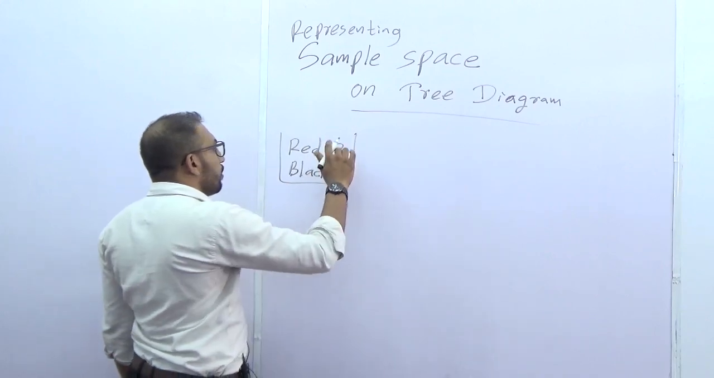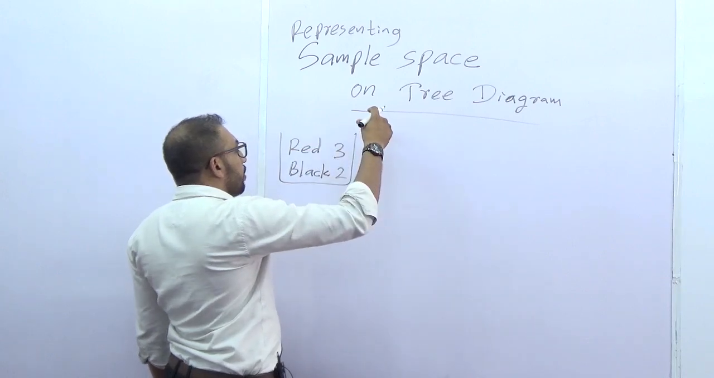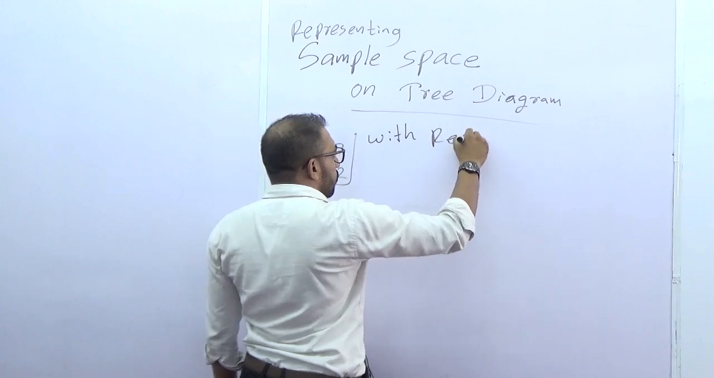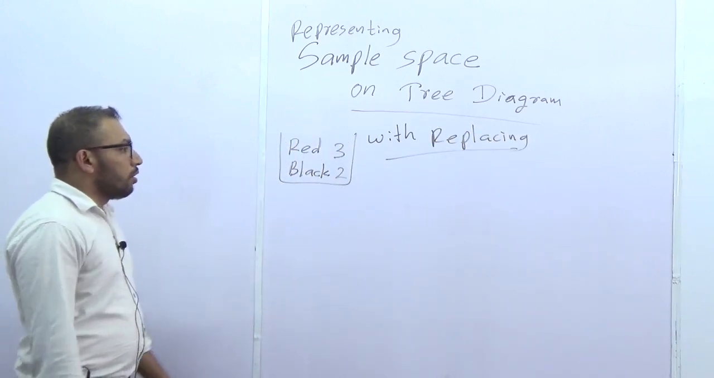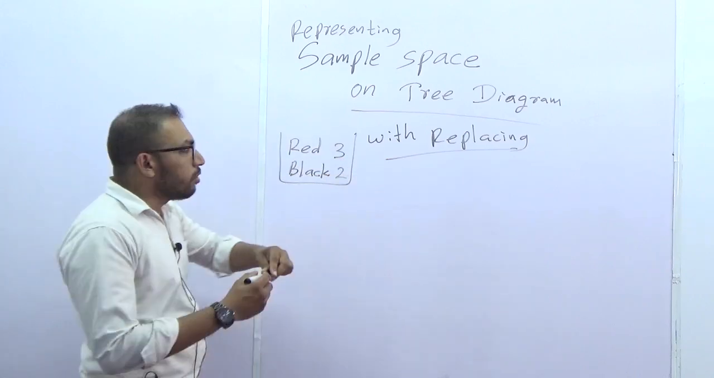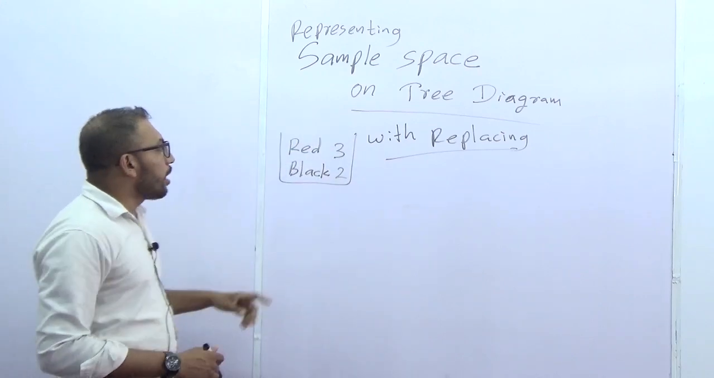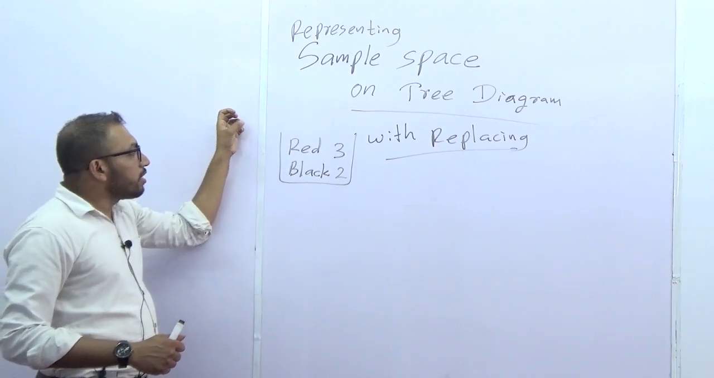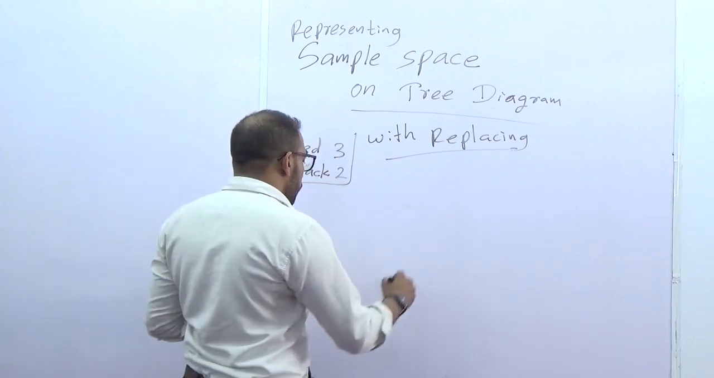In this first one, taking a pebble twice with replacing. Another experiment comes. Taking a pebble with replacing means how? A pebble is taken out and put back, and again it is taken out. Without replacement means a pebble is taken out and it is not put back, and another pebble is taken out. Now let's consider with replacing.